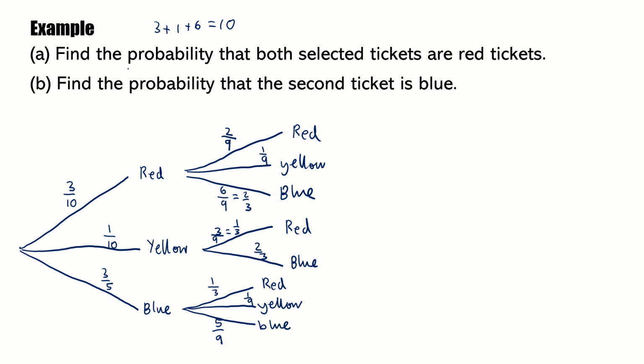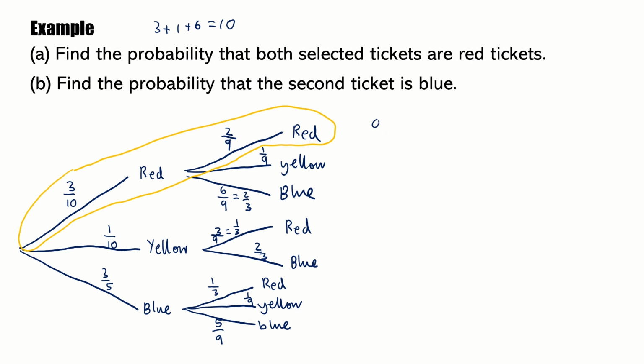So the first question is asking us to find the probability that both selected tickets are red. So all you need to do is look at the tree diagram and decide which routes along the branches through the tree diagram are going to give you the scenario you care about. In this case, we want the situation that involves 2 red tickets. So therefore, that's going to be this particular route through the tree diagram over here. We pick the first one as red and then the second one as red as well.